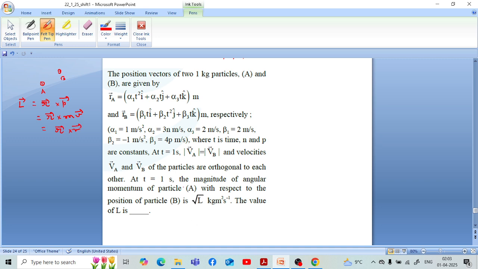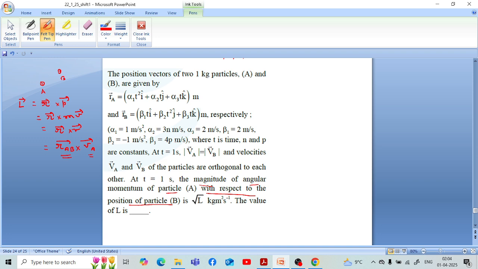Now, the important point is this line: the magnitude of angular momentum of the particle with respect to the position of particle B. So, for this problem, we have to find RAB cross VA, because we have to find the angular momentum with respect to that position. That is why we have taken VA only, and for the position vector we have taken RAB, which means the relative position between the two. That is the key point here.